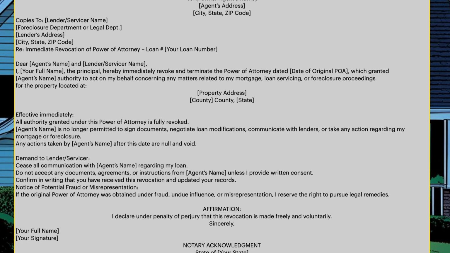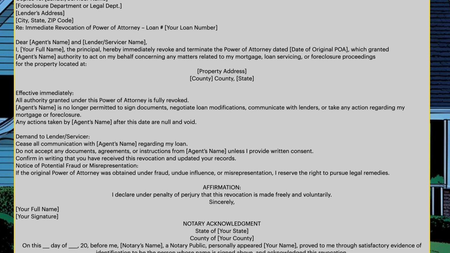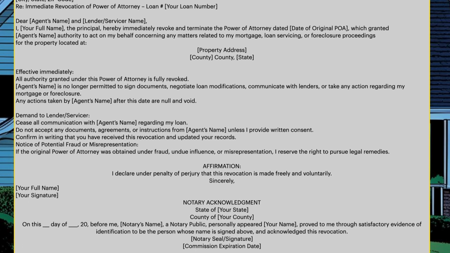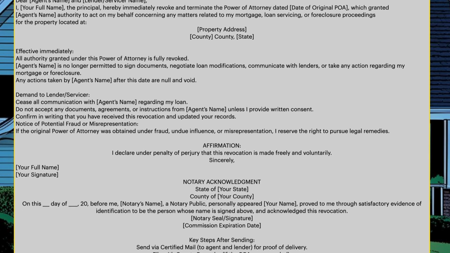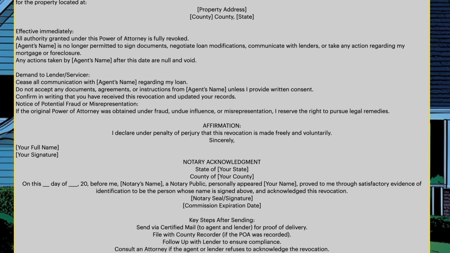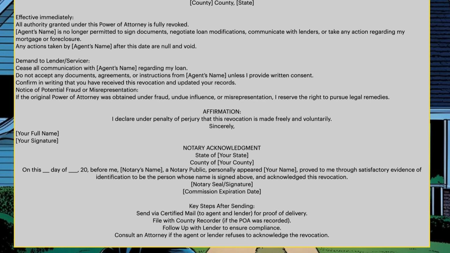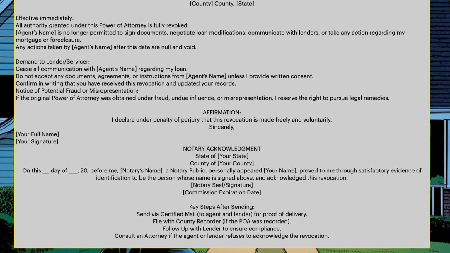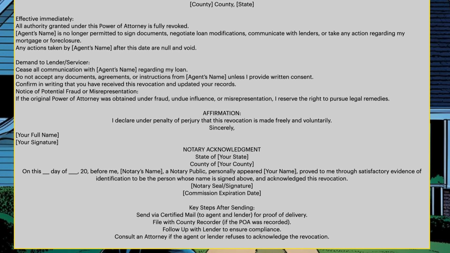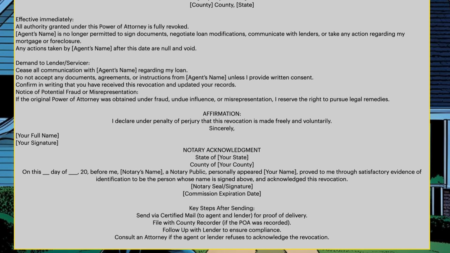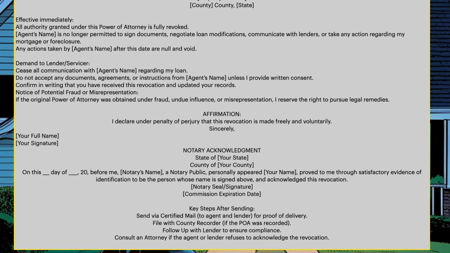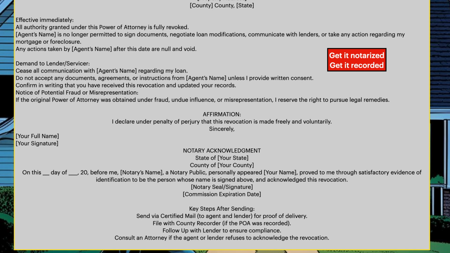Dear so-and-so, I, the principal, hereby immediately revoke and terminate the power of authority dated so-and-so, which granted so-and-so authority to act on my behalf concerning the matters related to my loan. Effective immediately. All authority granted under this power of attorney is fully revoked. The agent is no longer permitted to sign documents, negotiate loan modifications, communicate with lenders, or take any action regarding my mortgage or foreclosure. Any actions taken by these agents after this date are null and void.